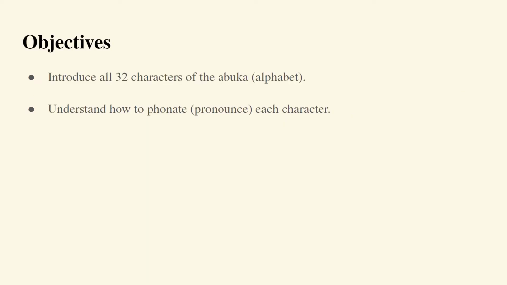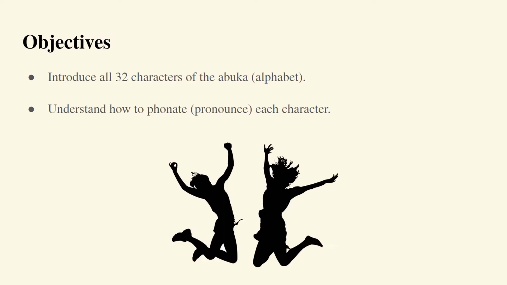Okay, so just to reiterate, our objectives for this lesson are to introduce all 32 characters of the abuka, the Diacritics alphabet, and then understand how to phonate or pronounce the sound that each character makes. Because learning how to pronounce and sound out the letters of the alphabet is truly going to be crucial when we start speaking. Let's just jump right into it.